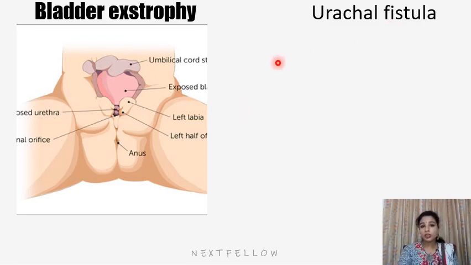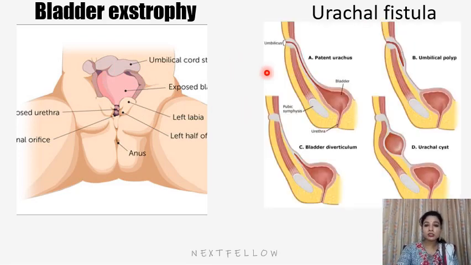Next is the urachal fistula or the urachal cyst. We are going to see this fistula, where the allantoic diverticulum is completely patent, resulting in a patent urachus or urachal fistula. In the second condition, we can see the polyp, where the distal part of the allantois is patent and the proximal part is obliterated, forming a fibrous median umbilical ligament. So this is called an umbilical polyp.